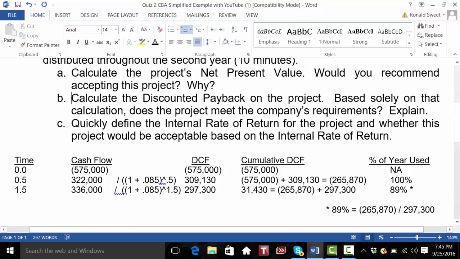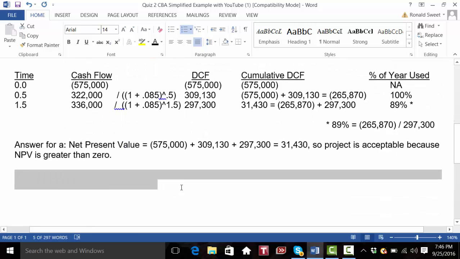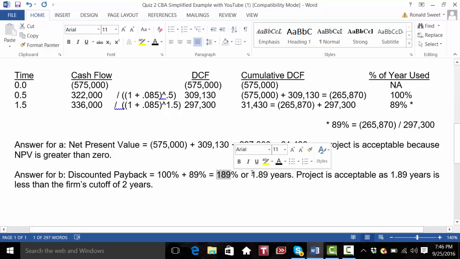The second question asks, what is the discounted payback? And based on that, do you accept the project? So our discounted payback is, we've already calculated, we used all of the first year and 89% of the second year. So it's 189%, or converted to years, 1.89 years. So the project is acceptable because the 1.89 years discounted payback is less than the firm's cutoff of 2 years.